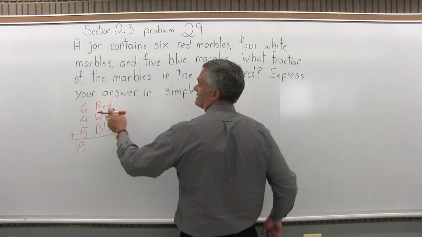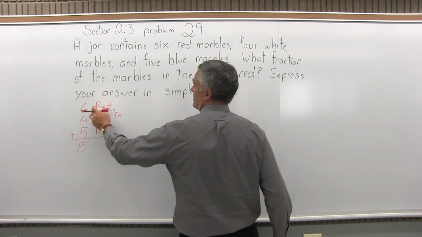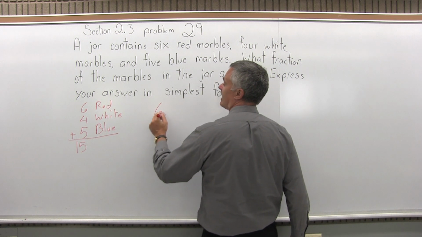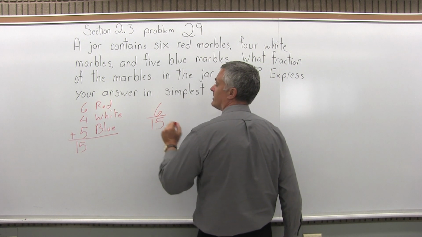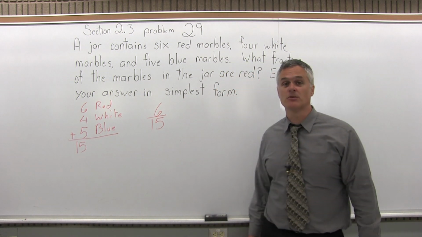Now, it says what fraction of those marbles are red. So 6 out of the 15 marbles altogether are red. So 6/15ths of the marbles are red.